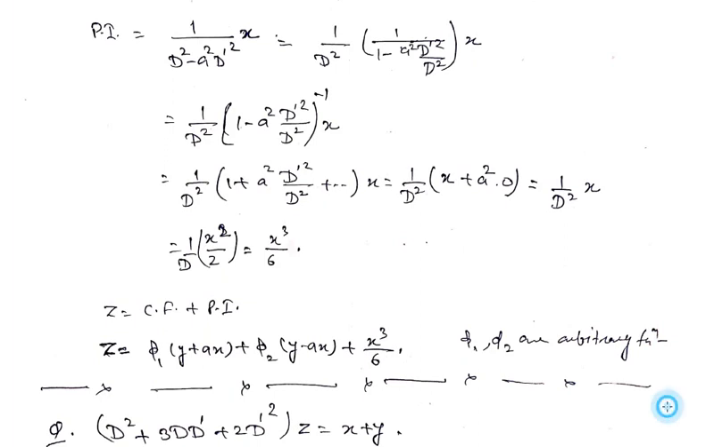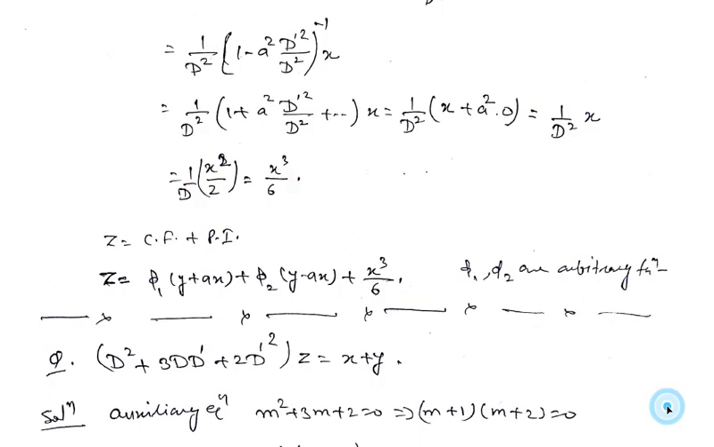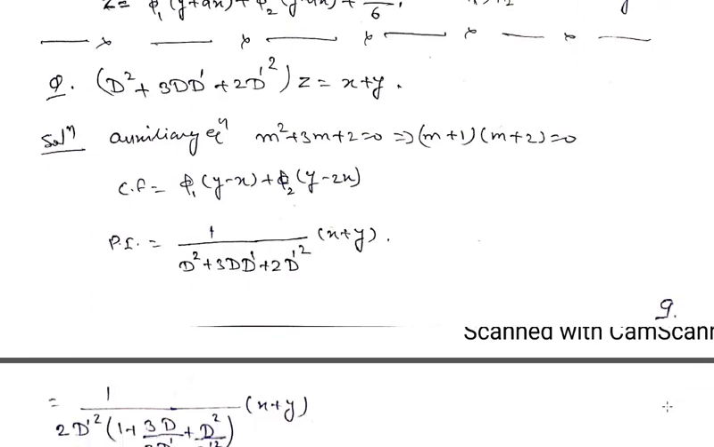Let's take another problem. D square plus 3 D D prime plus 2 D prime square z equals x plus y. Here the auxiliary equation is m square plus 3m plus 2, and its roots are m equals minus 1 and minus 2, and for these roots the complementary function can be written as phi 1 (y minus x) plus phi 2 (y minus 2x). Now we discuss the particular integral.